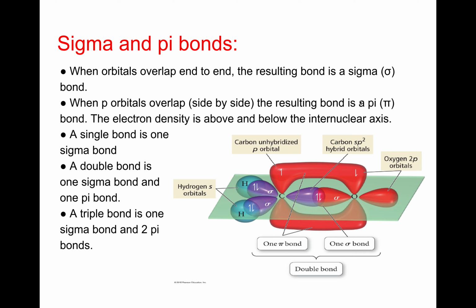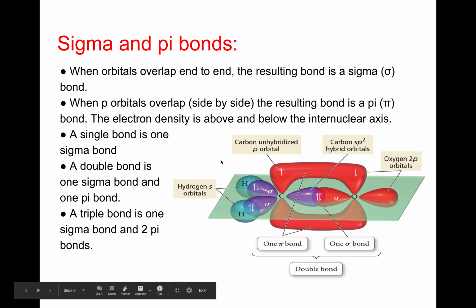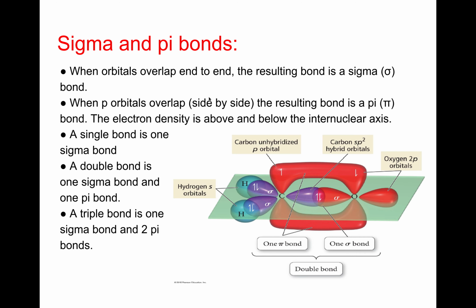Notice this overlap here, okay? This side to side overlap. This pi bond has less overlap than this sigma bond. The pi bond is weaker in general than the sigma bond, okay? But the double bond, the combination of 1 sigma bond and 1 pi bond, is stronger than a single bond, which is just 1 sigma bond.